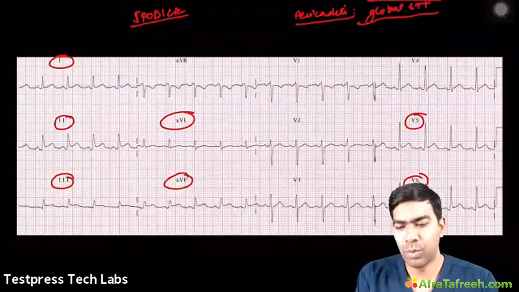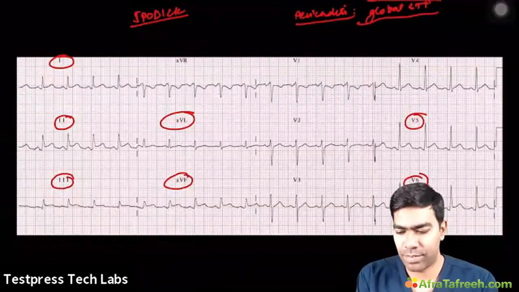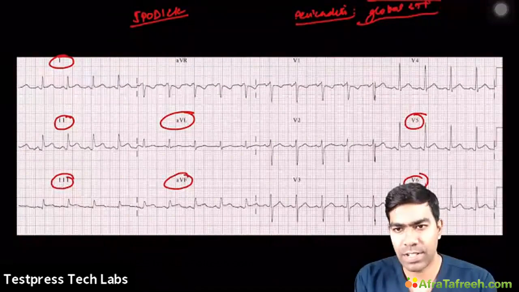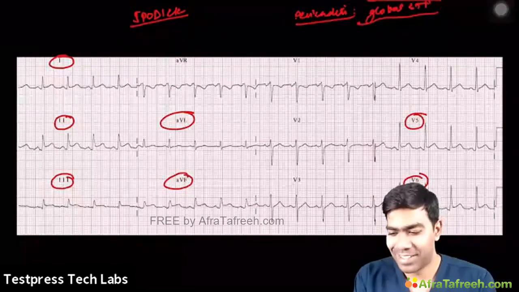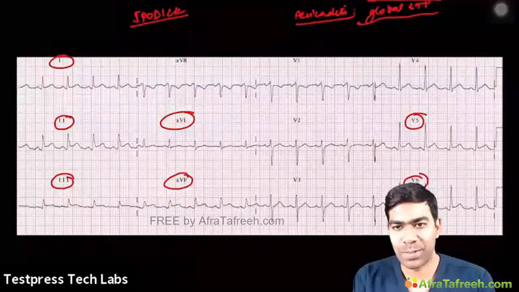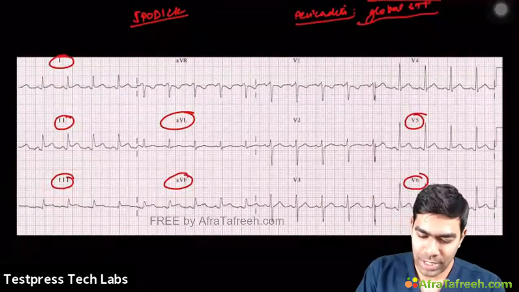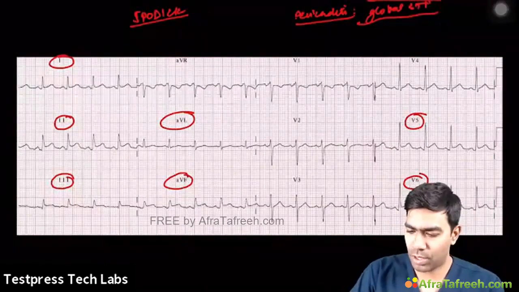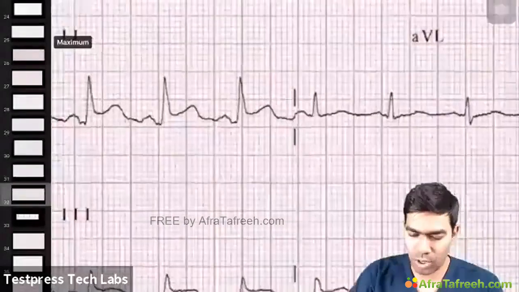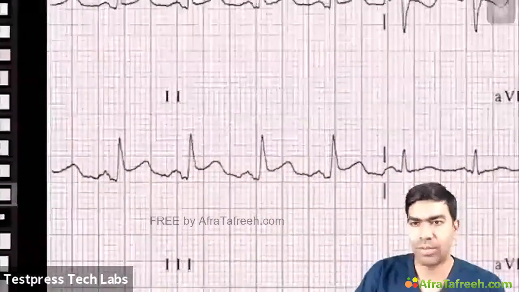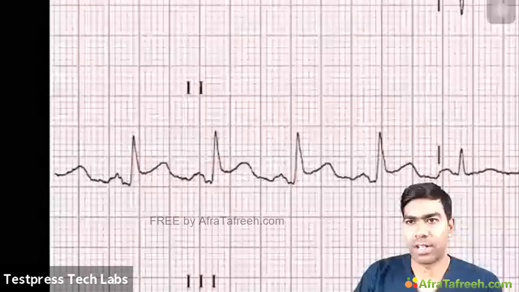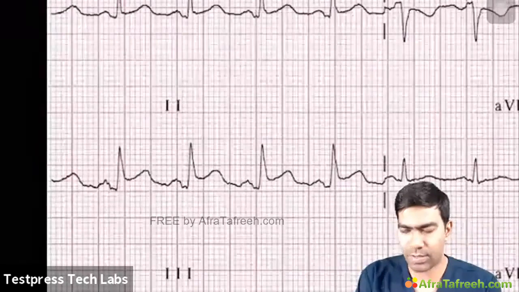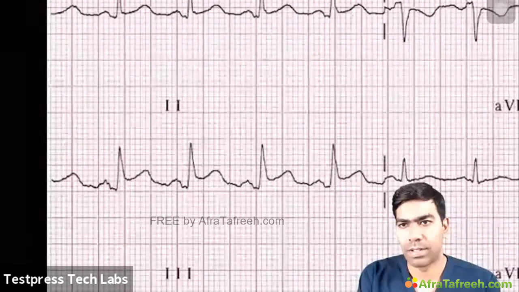So you have 2, 3, AVF and 1, AVL and V5, V6. These are the areas that are commonly going to have ST elevations usually. I can zoom and show if you want. You can see a small amount of ST elevation here in lead 2, which I can zoom and see. It's very clear, isn't it? You can really see some amount of ST elevation for sure.